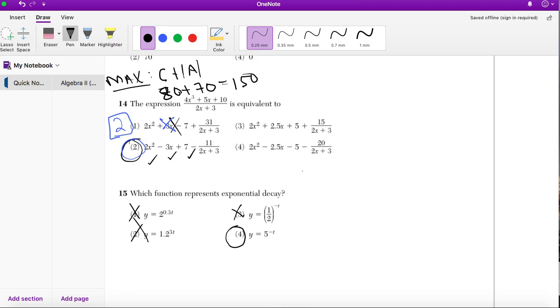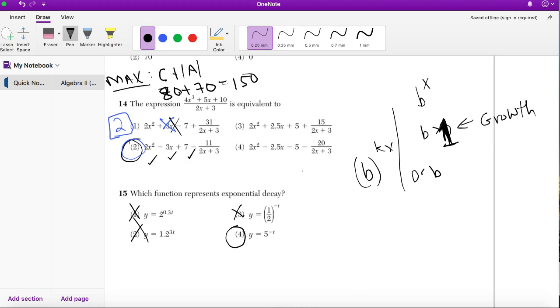The one thing you might want to keep in mind is that all of these functions are basically b to the kx power. So if you have b to the x, remember that because there's no a, b greater than 1 means there's growth, meaning it's an increasing function. If b is between 0 and 1, it's decay.